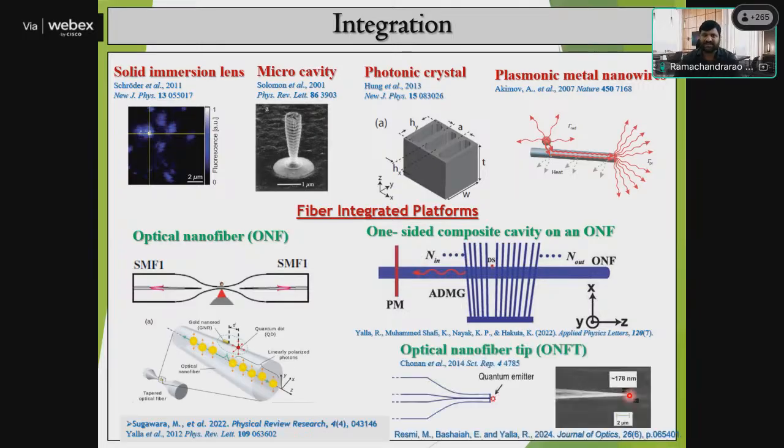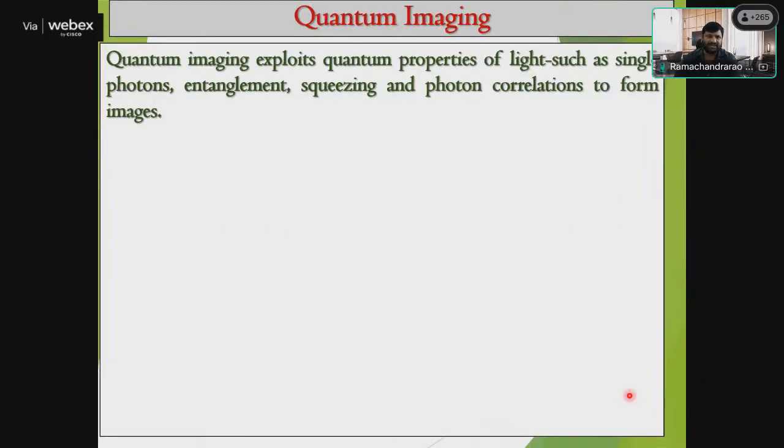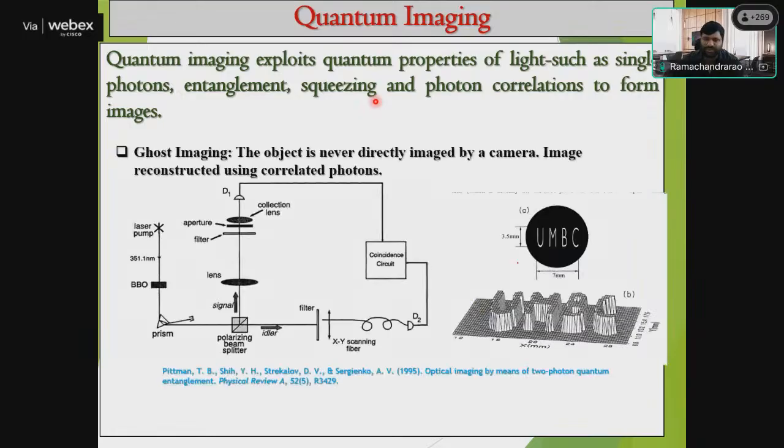The first application that comes is quantum imaging. So you can do imaging of any object with very high precision. The principle is very simple. It exploits the quantum properties of the light, such as a single photon, and also sometimes people use entangled photons, or some people use squeezed photon correlations to perform the images. So I will show you typical experiments people have done.